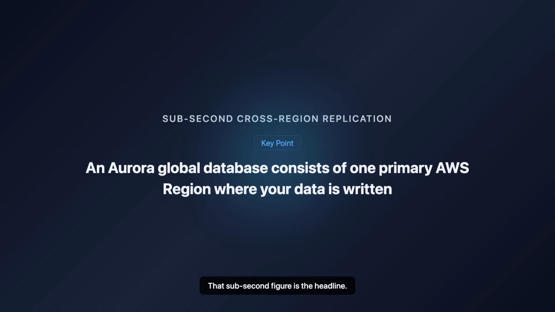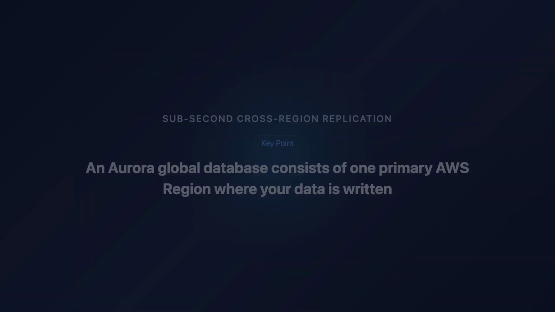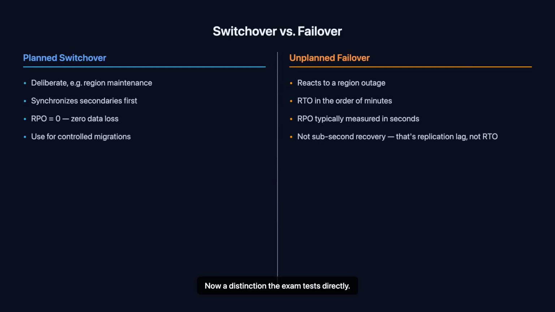That sub-second figure is the headline. It's what makes Aurora Global Database the tightest cross-region option for a relational database. Now a distinction the exam tests directly. There are two ways to move to a secondary region.